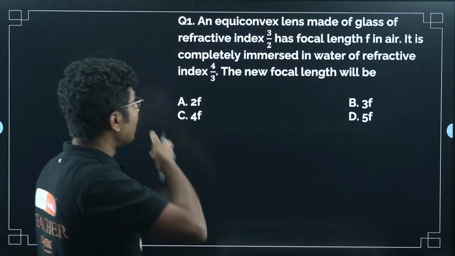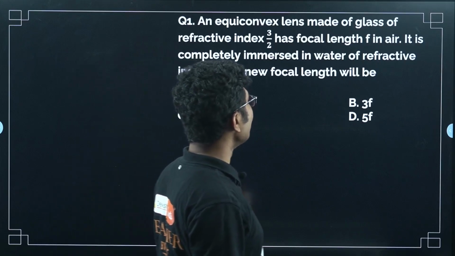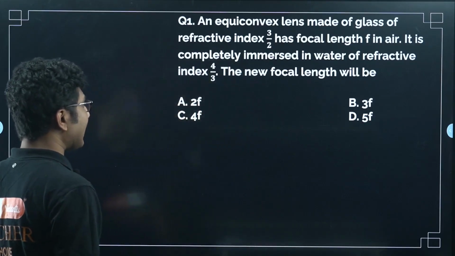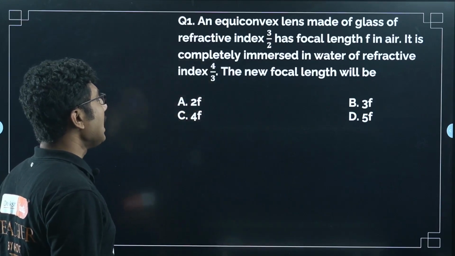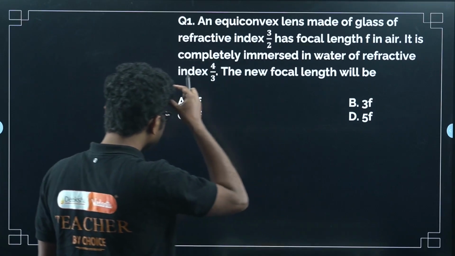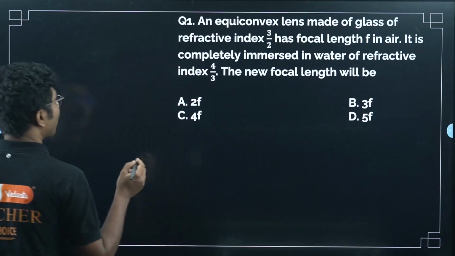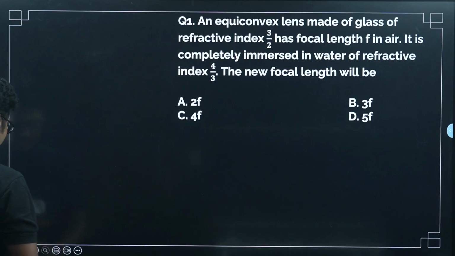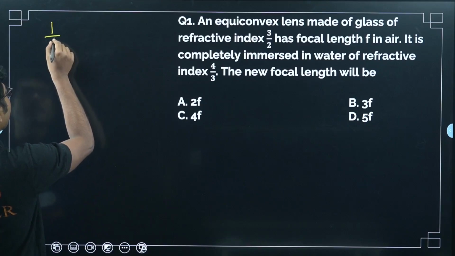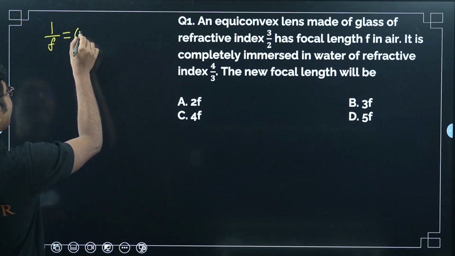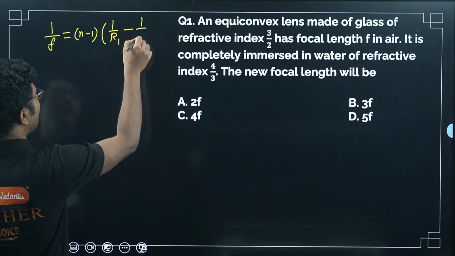Right? So the first question was: an equiconvex lens made of glass of refractive index 3/2 has a focal length f in air. It is completely immersed in water of refractive index 4/3. The new focal length will be? Initially the focal length was f, and we have to use the lens maker's formula to solve this question. If you remember, the lens maker's formula is 1 by f equals (n minus 1) times (1 by r1 minus 1 by r2).